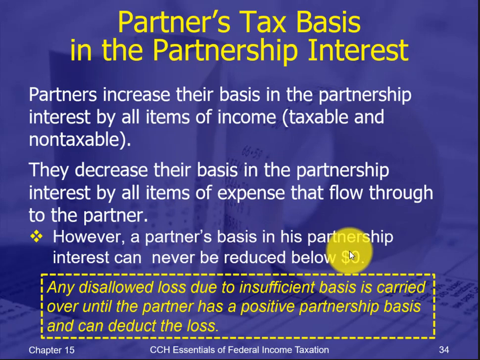You can never have a partnership interest that goes below zero. If you have a disallowed loss that would make it go below zero, it carries forward until you can make up the basis. If you receive a distribution when your partnership interest is zero, you could have a taxable transaction.